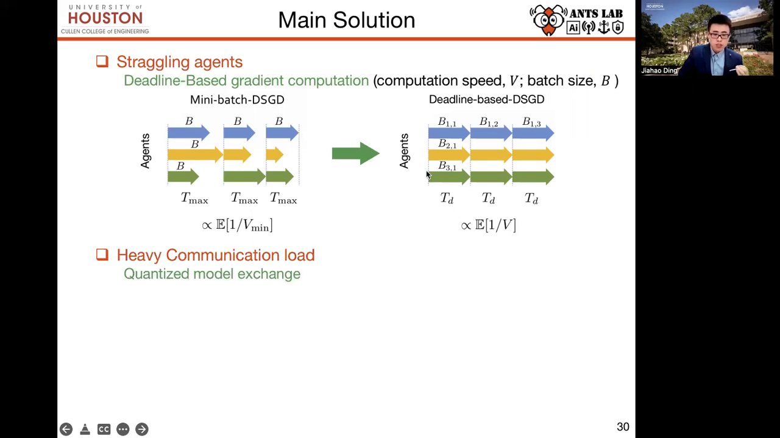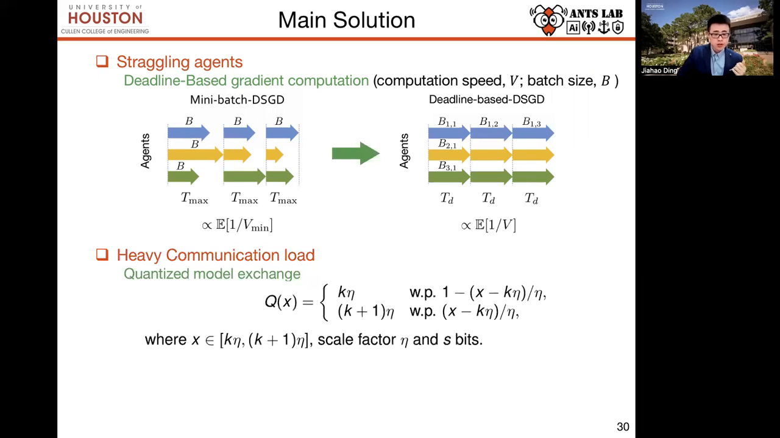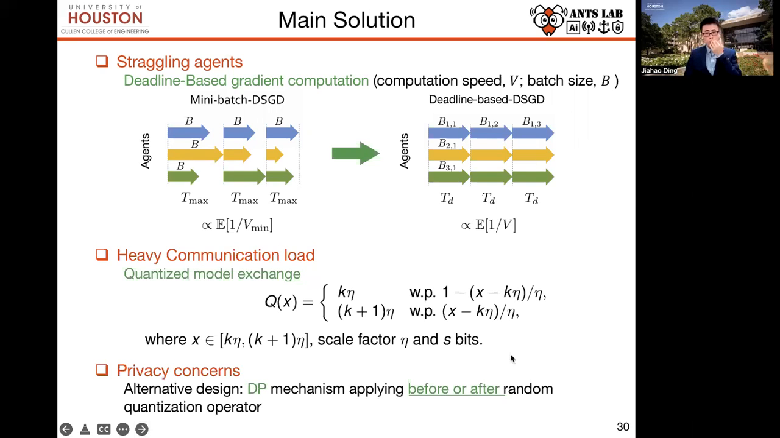We can also impose compressed model exchange to reduce the communication overhead. And we also consider a DP mechanism to deal with the privacy challenges. We consider 2 choices for adding the DP mechanism: whether the noise should be added before or after the random compression operator. So we carefully analyze both cases and give practical guidelines for privacy-preserving and communication efficient decentralized learning.